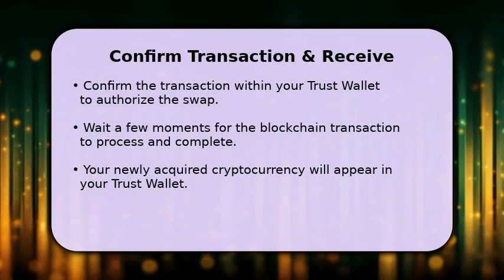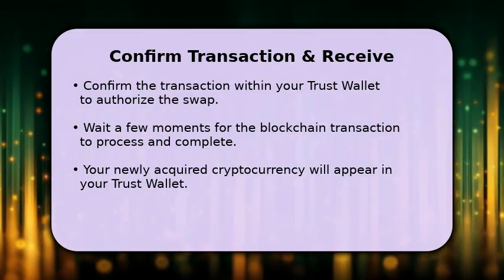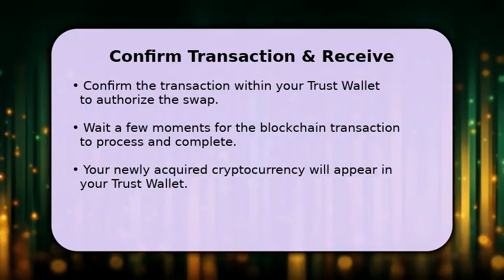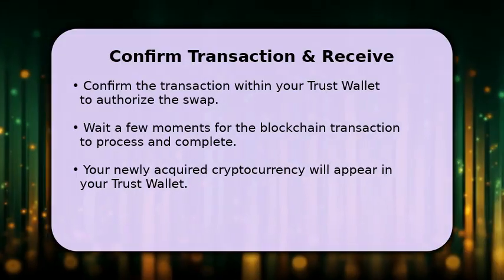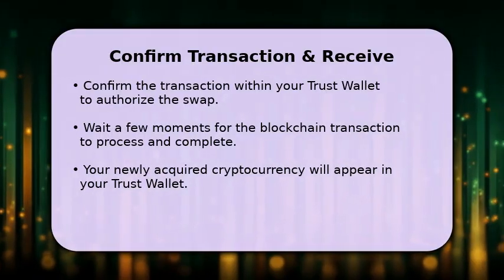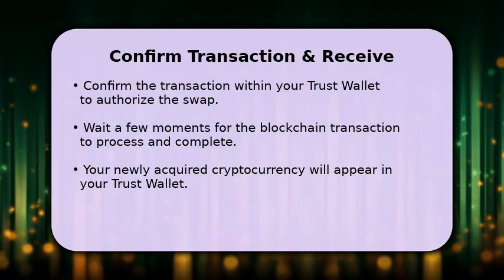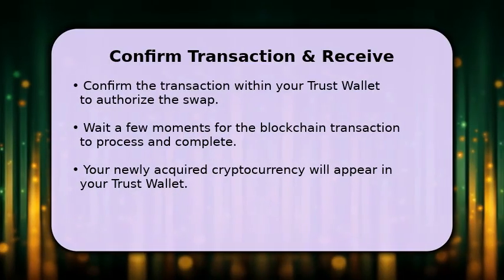This step authorizes the decentralized exchange to perform the swap using your funds. After confirmation, you'll need to wait a few moments for the blockchain network to process and complete the transaction. The exact time can vary, but it's usually quite fast. Once completed, your newly acquired cryptocurrency will automatically appear in your Trust Wallet, ready for you to use or hold.